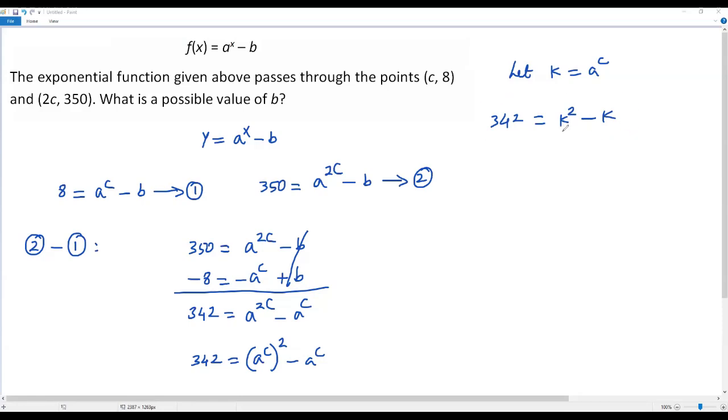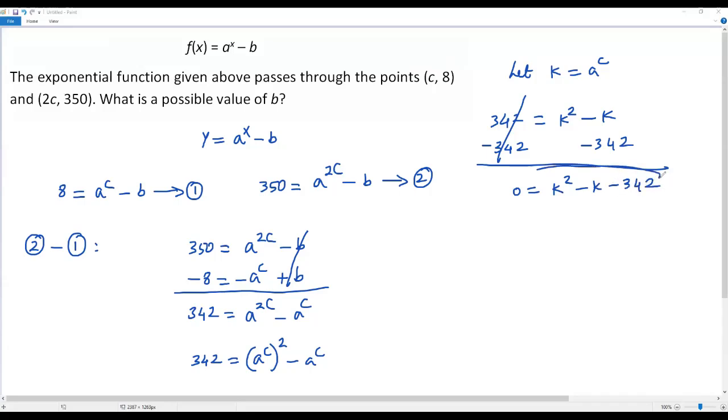Now, to solve for k in this quadratic equation, we have to get it in standard form. That is, we must have all the terms on one side of the equation, and on the other side we must have 0. Now let me move this 342 from the left side. For that, we have to subtract 342 from both sides. Then this positive value and negative value will cancel out. I'm getting 0 on the left side, and k squared minus k minus 342 on the right side.